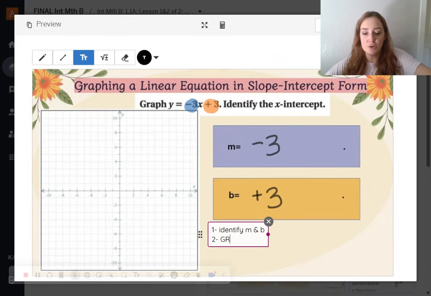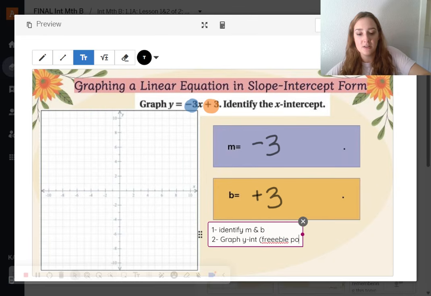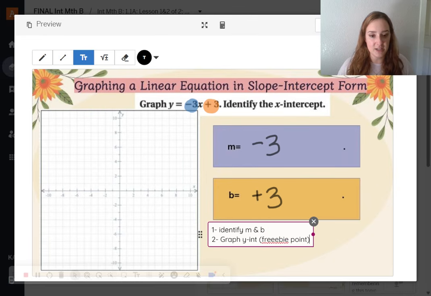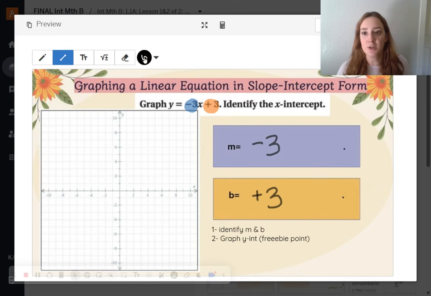Step 2 is to graph the y-intercept. Graph that y-intercept, because remember, it is our freebie point. You know what? I'm going to leave it like that, all those E's. Freebie point. So what we're going to do is highlight, use that line tool in your Desmos.